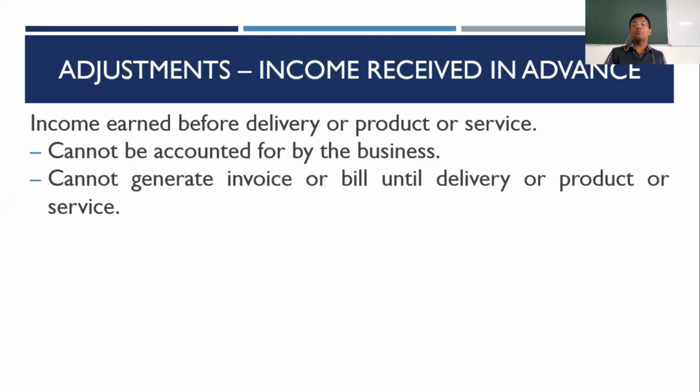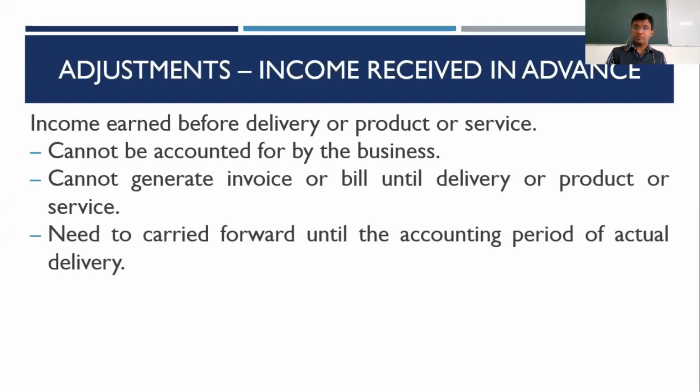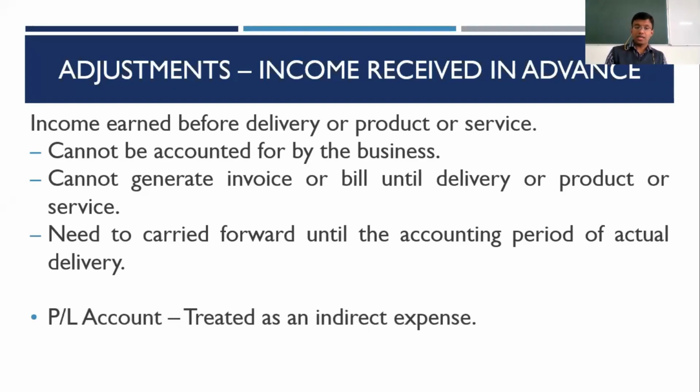Why? Because this money cannot be accounted for. The reason is that a corresponding invoice or bill cannot be generated. Then what does the business do with this money? The business will carry this forward until such time that the actual delivery takes place, that is, until the actual good or service gets rendered or given to the customer. Now, how do you go about income received in advance? In your profit and loss account, it is treated as an indirect expense, and in your balance sheet, it will be shown as a current liability.